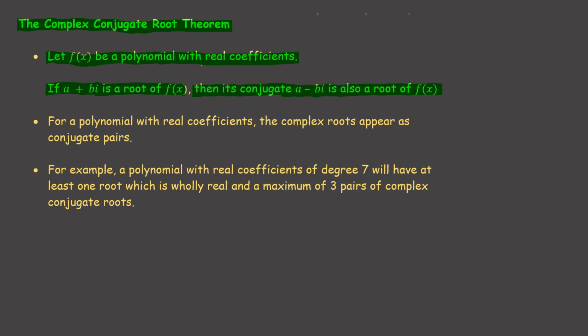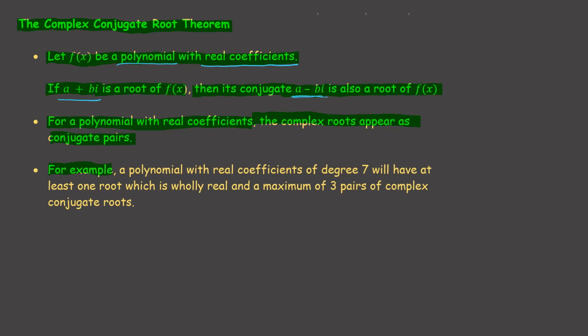And remember, this is what happens when we have real coefficients. If we have real coefficients, then when we solve the polynomial equal to 0, we get any complex roots in conjugate pairs. Think carefully about that. For a polynomial with real coefficients, the complex roots appear as conjugate pairs.